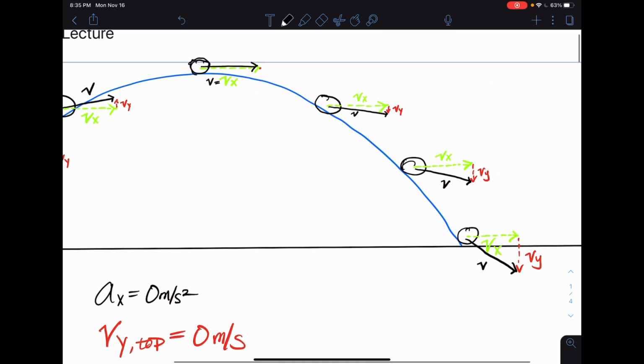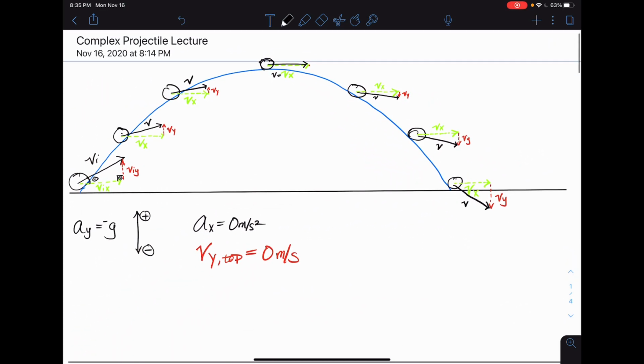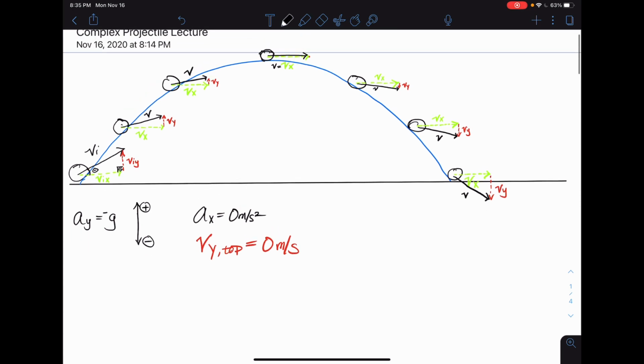And the ball is moving the slowest total magnitude at the top and the fastest total magnitude at the start and the finish. So in terms of magnitude, what we're saying then, because of the symmetry of projectiles, is that Vi will equal Vf for magnitude.